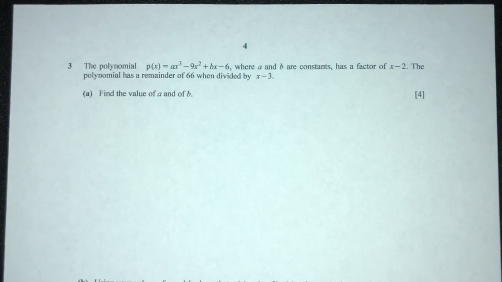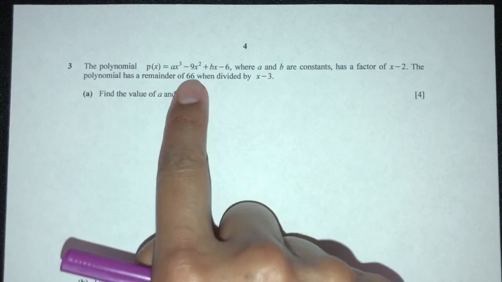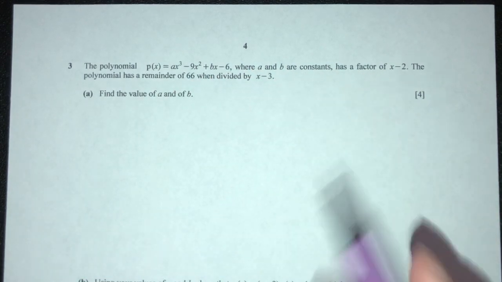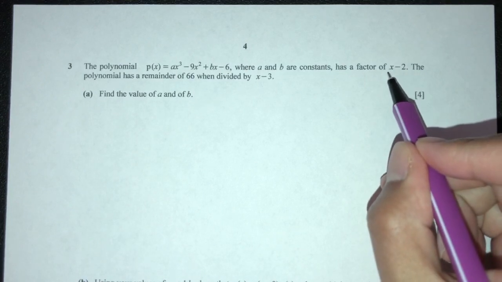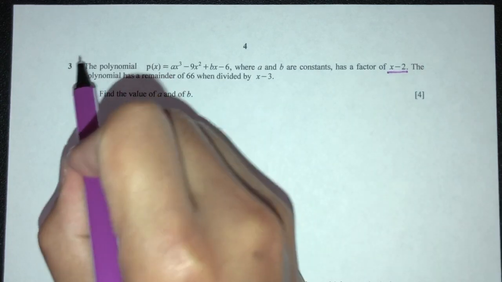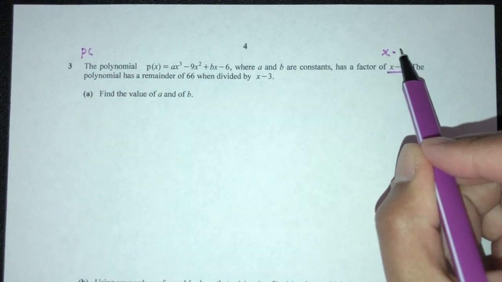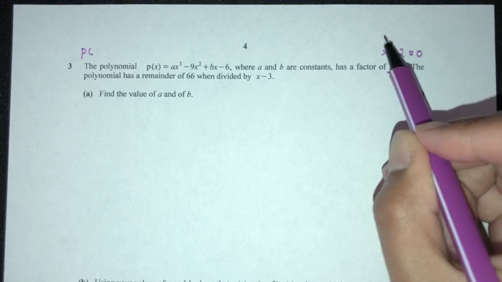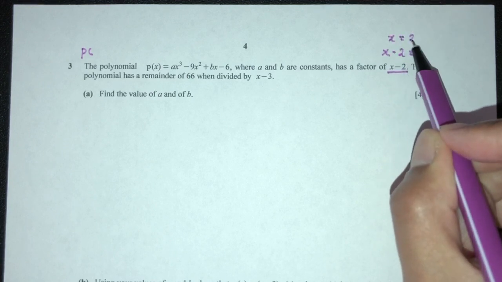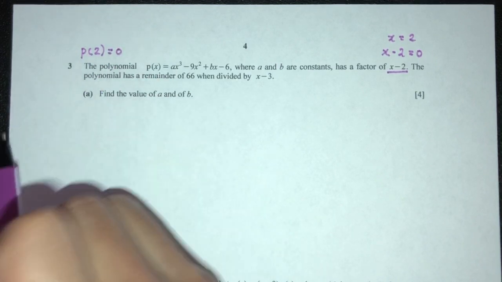Okay, so let's move on to question number 3. The polynomial p of x, this, where a and b are constants, has factor this. So if it has a factor of this, it means if you divide by this, the remainder will be 0. So for example, here we have x minus 2, equate that to 0. So x will be the value of 2. So if you take the value of x to be 2, the remainder has to be 0. So let's solve this equation.